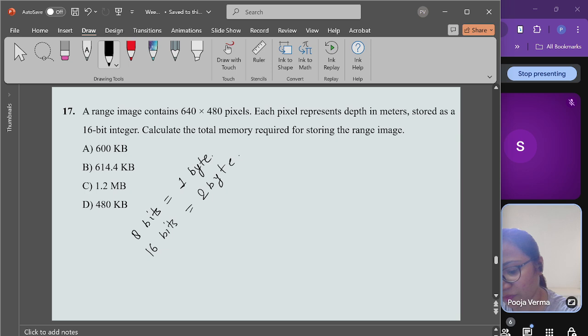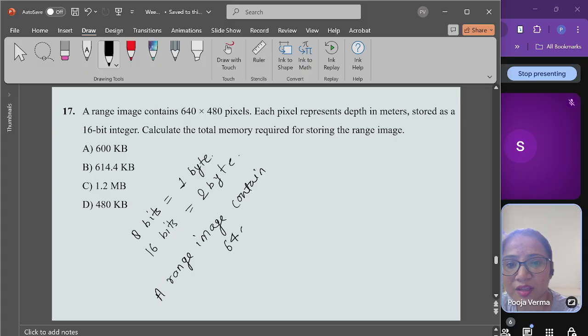So a range image contains a total number of pixels of 640 into 480 pixels. If we multiply these two, you will get the total number of pixels. If you multiply, you will get 307200 pixels.